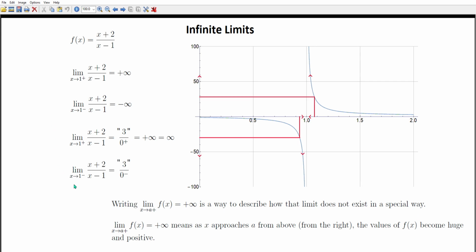When we look at the limit as x goes to 1 minus, we do a similar calculation. The top still looks like 3, but now the bottom looks like a negative number because x is a little less than 1, so x minus 1 is a little less than 0. 3 divided by a negative number is negative, and 3 divided by something close to 0 is really big in magnitude, which means that we get minus infinity.